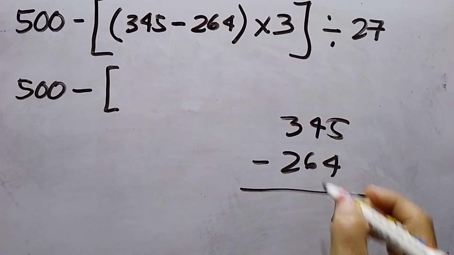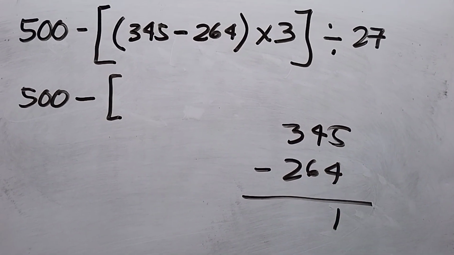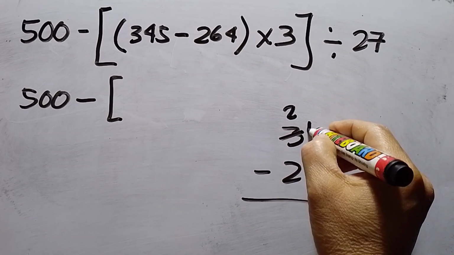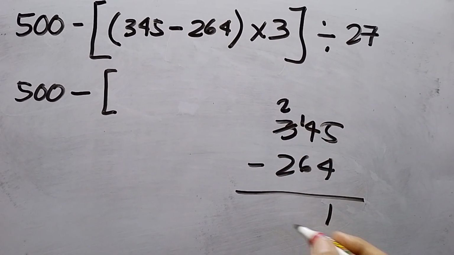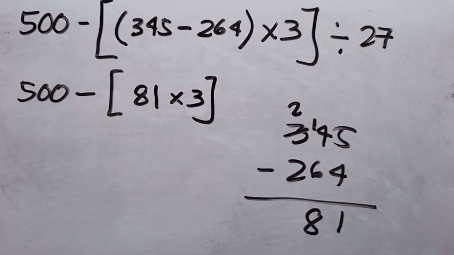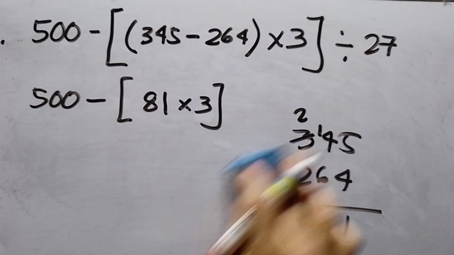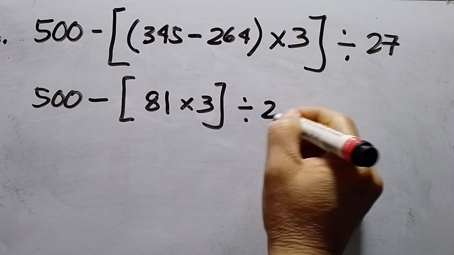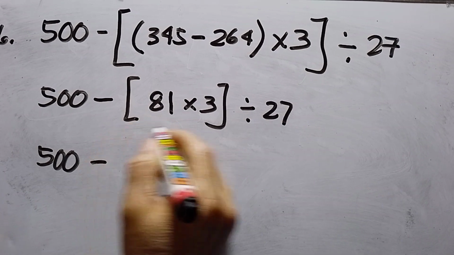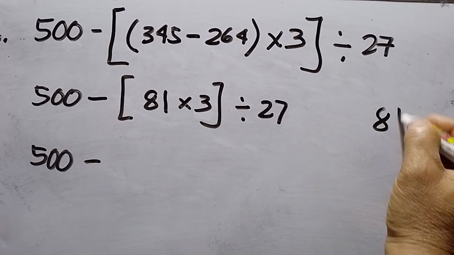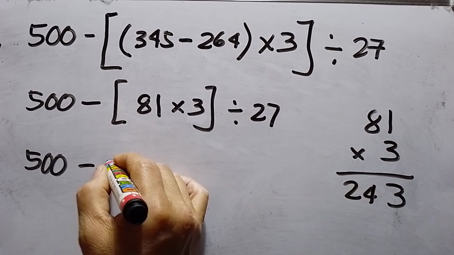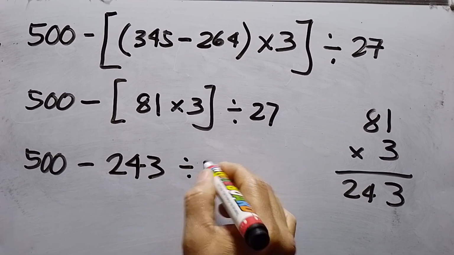5 minus 4 is 1. Since 4 cannot be subtracted by 6, I need to borrow from here. So 3 minus 1 is 2, and then 4 becomes 14. 14 minus 6 is 8. So I have here 81 times 3, divided by 27. So copy again, 500 minus, I need to remove the square brackets. So 81 times 3. 1 times 3 is 3. 8 times 3 is 24. So I have 243 divided by 27.